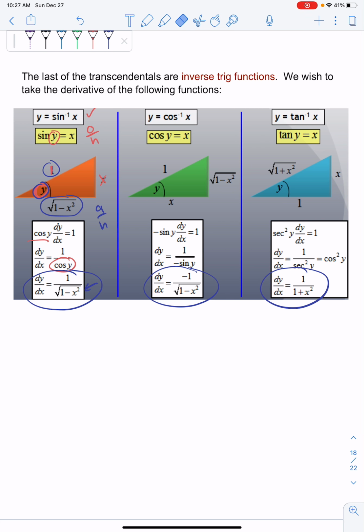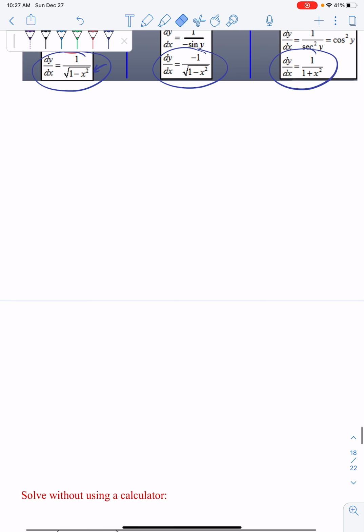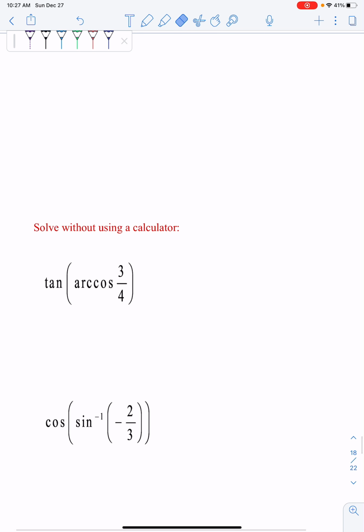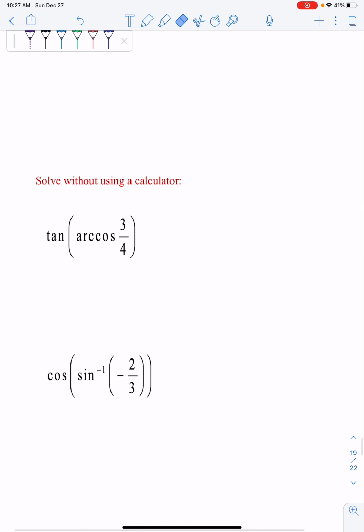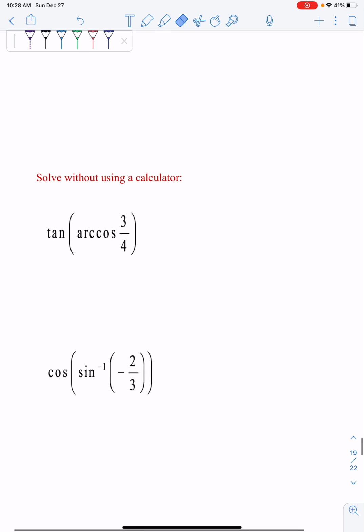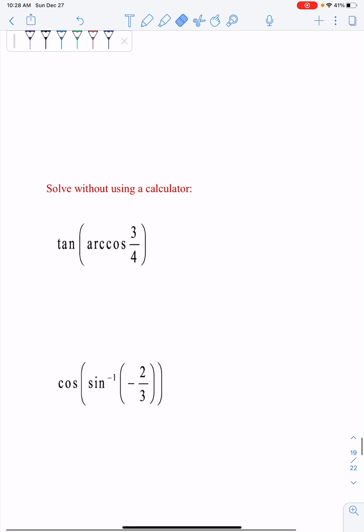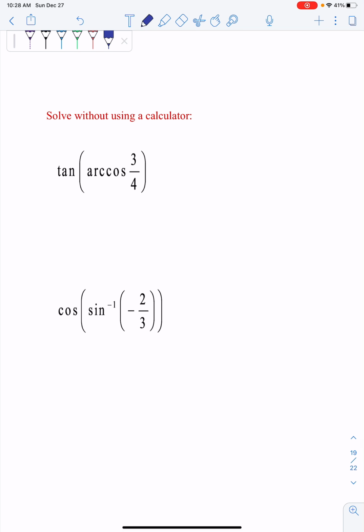So putting these into use, all right? This wants us to solve without using a calculator. So it wants me to take the tangent of the arc cosine of 3/4. Now this actually works because when I take the arc cosine of 3/4, that's going to give me an angle. My answer to the inside is going to be an angle, and then I'm going to take the tangent of that angle.